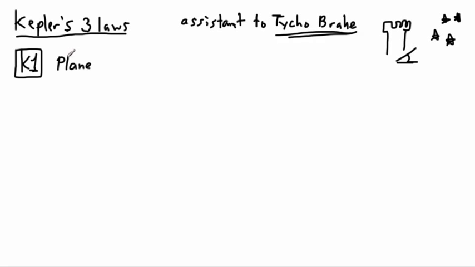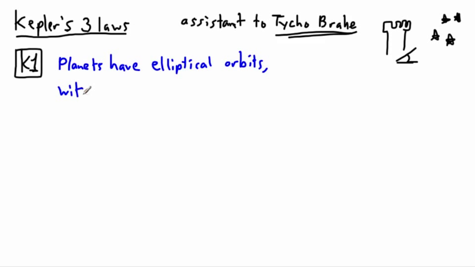Maybe I'll write this in blue here. So I'll say this like this. The planets have elliptical orbits, with the star as a focal point. That's sort of the first law, essentially.